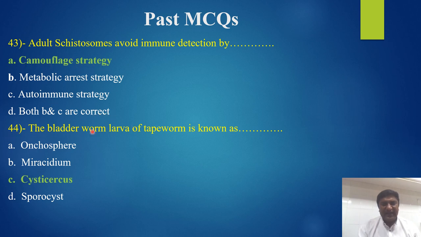Next is the bladder worm larva of the tapeworm is known as dash. Oncosphere, miracidium, cysticercus, the sporocyst. The cysticercus is the best answer.